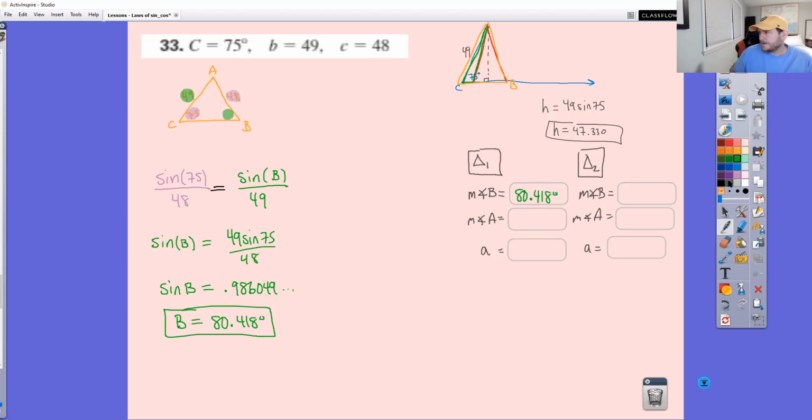Okay, neat. Now guess what? Now that we've got angle B, we can go find angle A, because again, all three angles add up to 180. So we just use the triangle sum theorem.